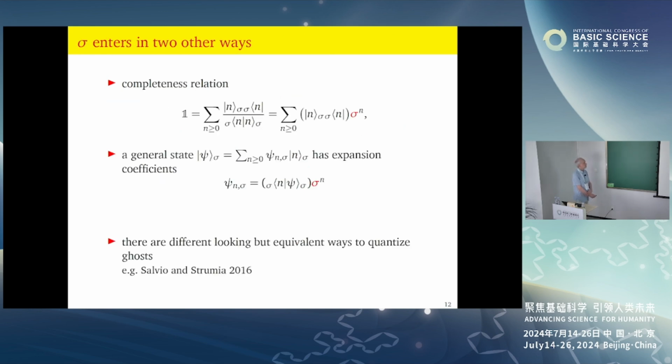So sigma enters in two other ways. The completeness relation, as I mentioned before, involves the norms, and so powers of sigma will show up there. Also, if we expand the general state in terms of the occupation number basis, and then solve for these expansion coefficients, then powers of sigma will also appear there. Now, I should mention that there are different looking, but I think equivalent, ways to quantize ghosts, and you'll find another example in this paper where the notation is quite different.